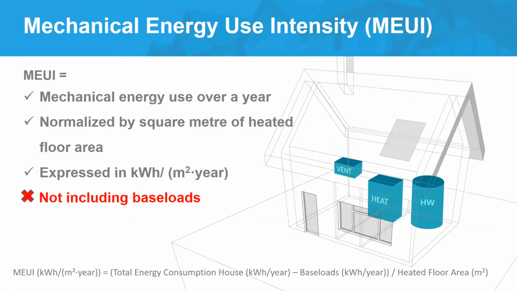So mechanical energy use intensity is defined as the mechanical energy used over a year. It's normalized by square meter of heated floor area and expressed in kilowatt hours per meter squared a year. It does not include base loads. And if you're looking at the formula, all the formulas are integrated into the BC Energy Compliance Report, but it's useful for energy advisors to really pay attention and understand what the formula is for each of the metrics. This allows them to understand how the metrics are calculated and how to explain it to builders and others. So again, total energy consumption, kilowatt hours a year, minus base loads, divided by heated floor area.